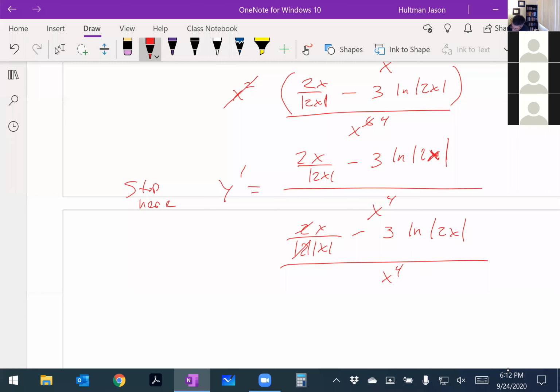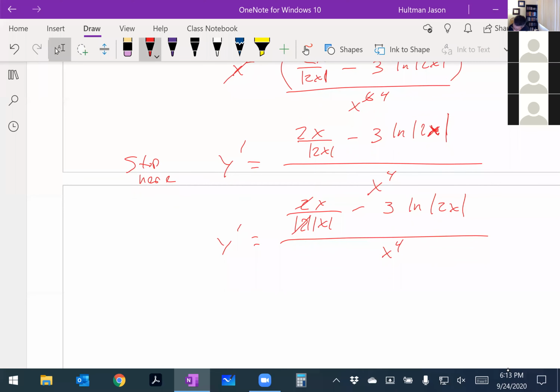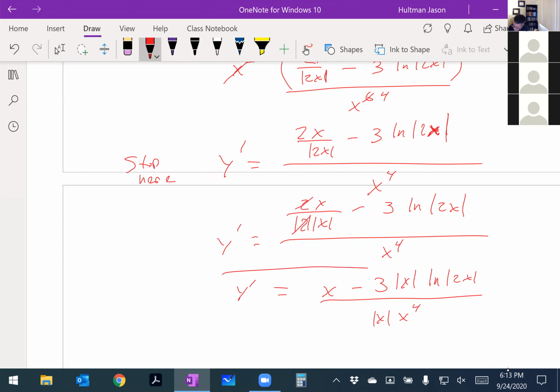So y prime is equal to this. Those 2's cancel out. I could multiply both top and bottom by absolute value of x to get rid of the fraction. And if I were to do that, I would get x minus 3 times the absolute value of x, multiply the top through by absolute value of x, times the natural log of that, all over the absolute value of x times x to the 4th. And I could take it there.